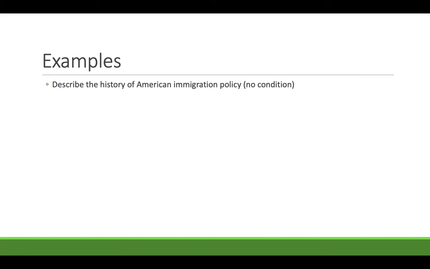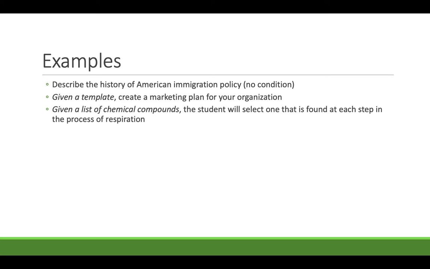All right, examples. Here's a learning objective. Describe the history of American immigration policy. Given a template, that's the condition. So given a template, create a marketing plan for your organization. So that could be something for like a business class where students are expected to create a marketing plan, but they're not going to do it from scratch. They're going to be given a template, and that's a fair tool to be able to use to support accomplishing a learning objective. Given a list of chemical compounds, that's another condition.